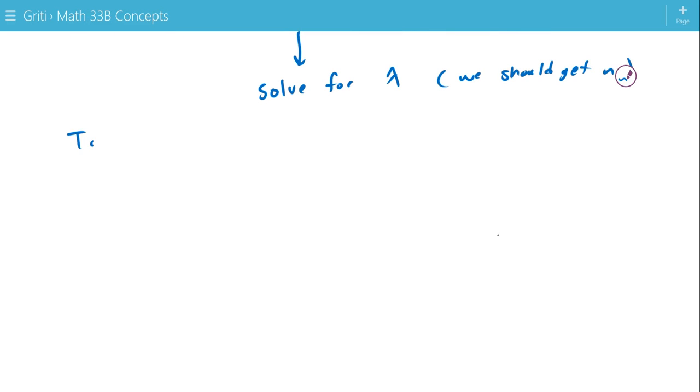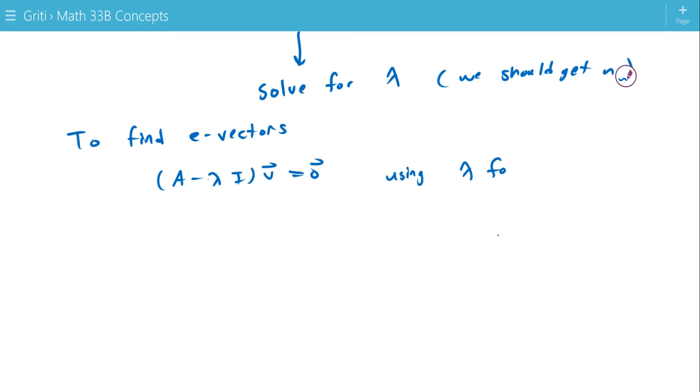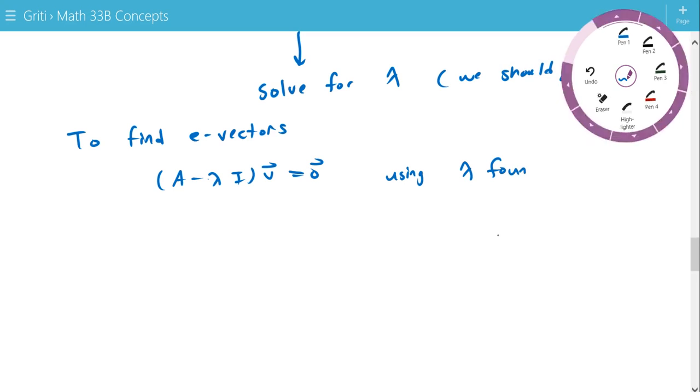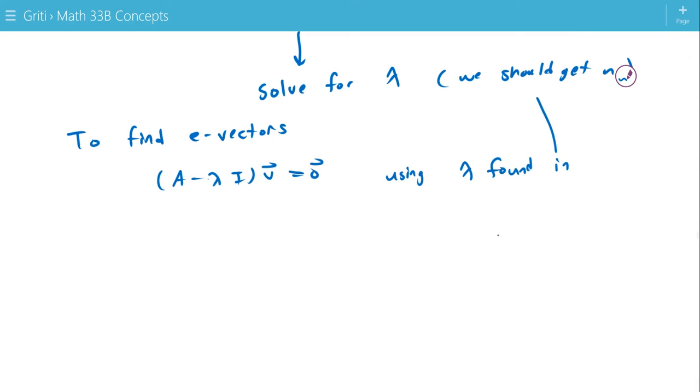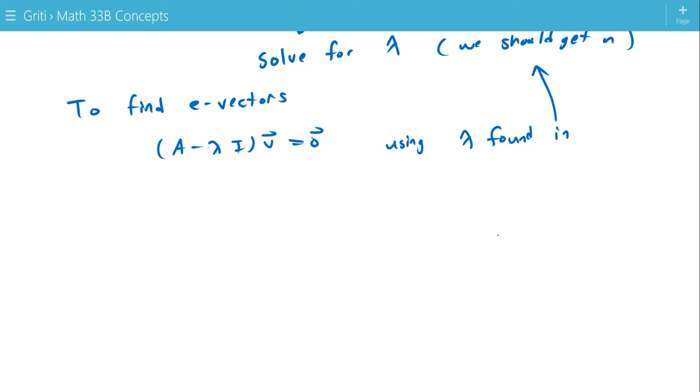And then to find the eigenvectors corresponding to the eigenvalues, we look at this equation, A minus lambda I times v equals 0, using our given lambdas that we found just earlier. And this ends up being a process of finding the kernel of this matrix, A minus lambda I.